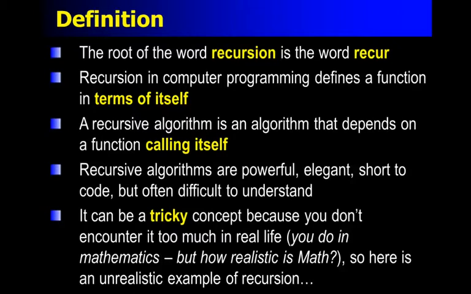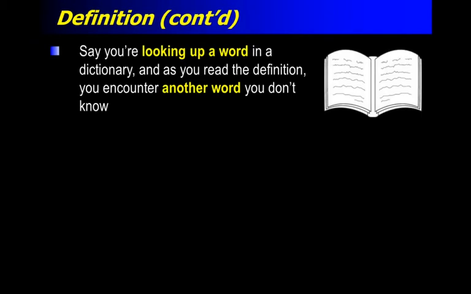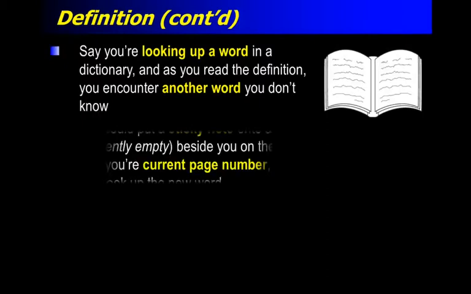Now, for some students, recursion is the easiest concept you're ever going to learn. For others, it is very tricky to get a grasp on. It's kind of one of those things where either you get it or you don't. But let's take sort of an unrealistic example. Let's say I had a dictionary out, and I asked you to look up a word. Let's say the word was superstitious. So you're going to look up the word superstitious in a dictionary.